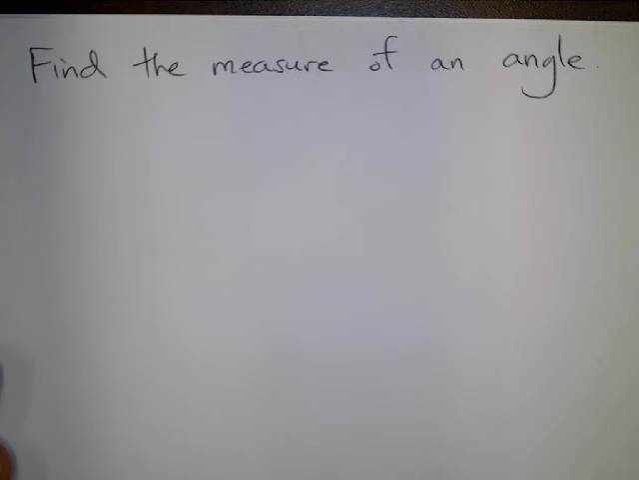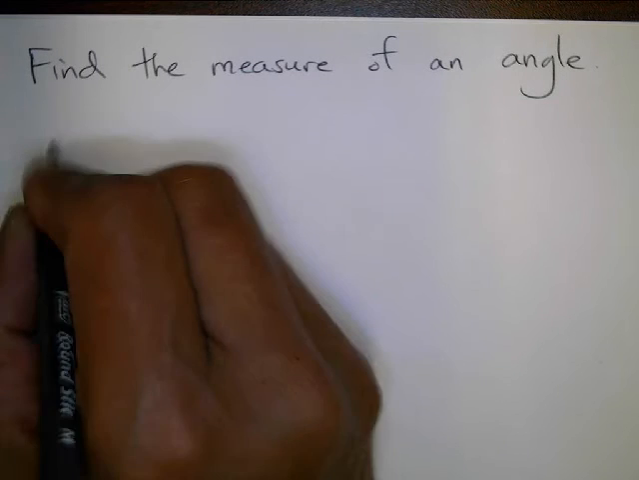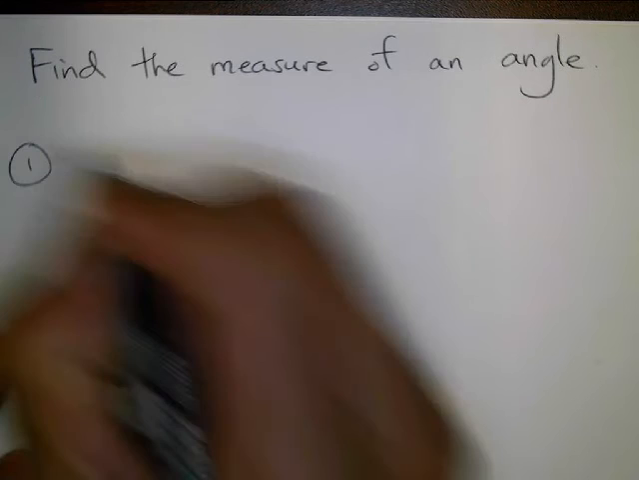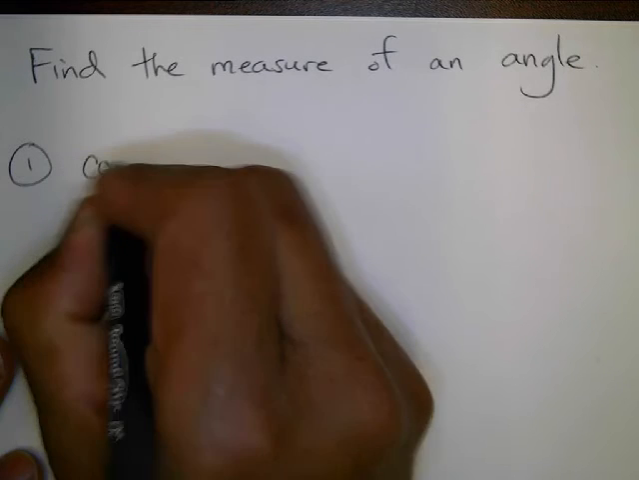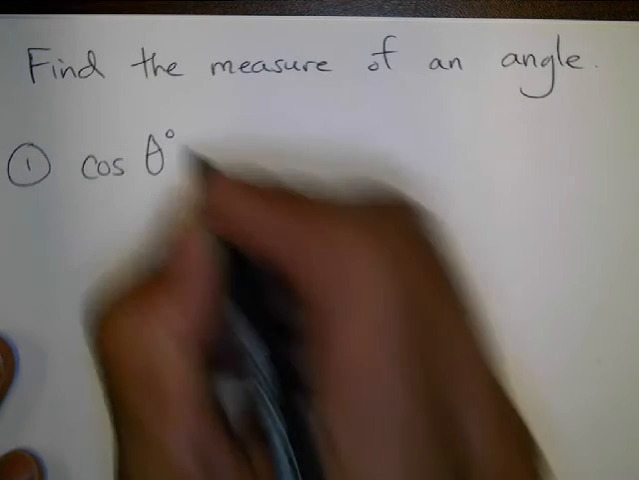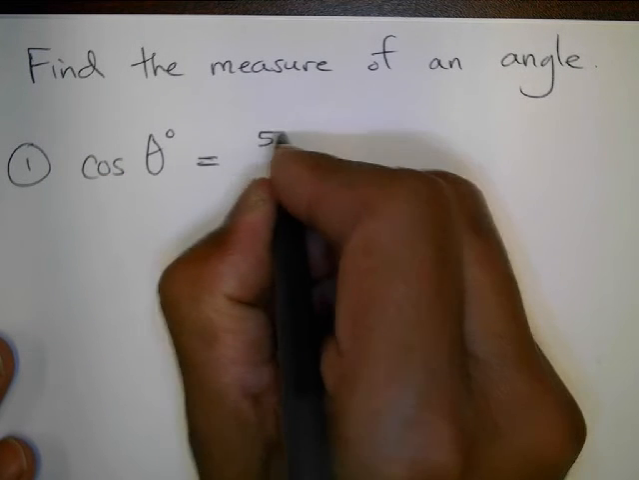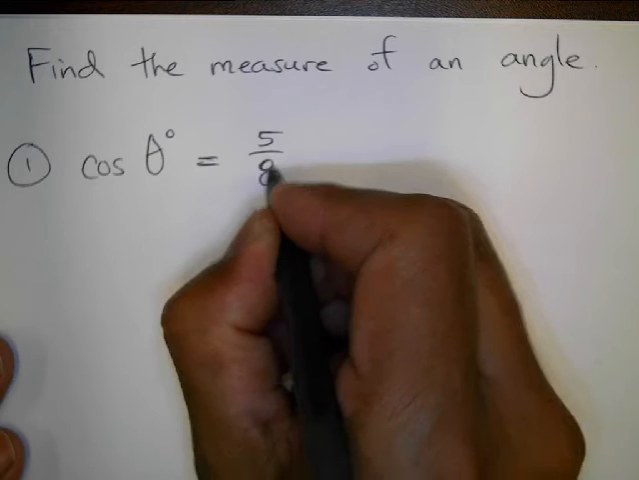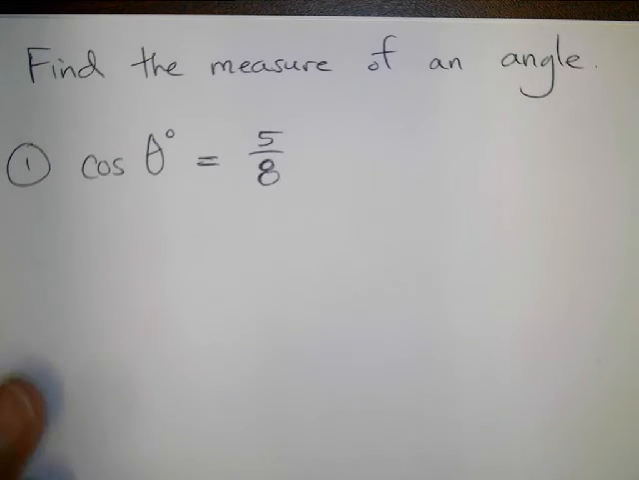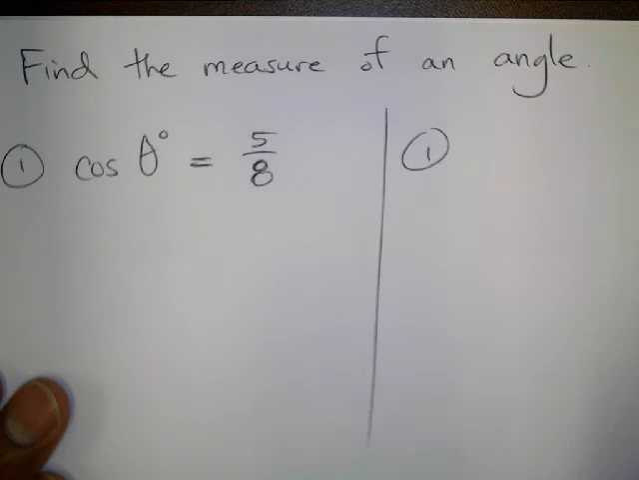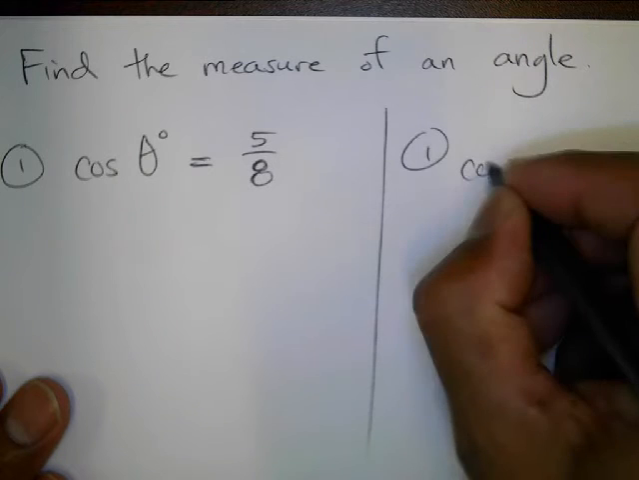All right, so number one. Let's say you have a cosine of an angle. What angle will give me 5/8? Now you can have it like that, or you can also have, I'm going to put number one, because it's actually the same problem.